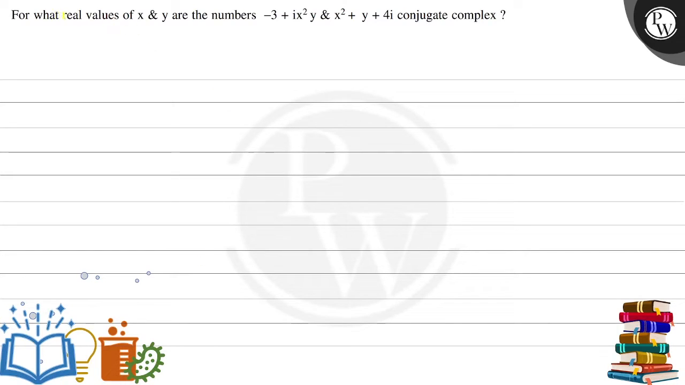For what real values of x and y are the numbers -3 + i x²y and x² + y + 4i conjugate complex? Now the key concept required to solve this problem would definitely be the knowledge of conjugate complex numbers and, of course, equality of complex numbers as well.